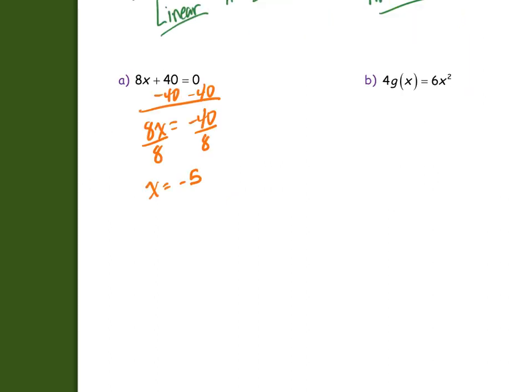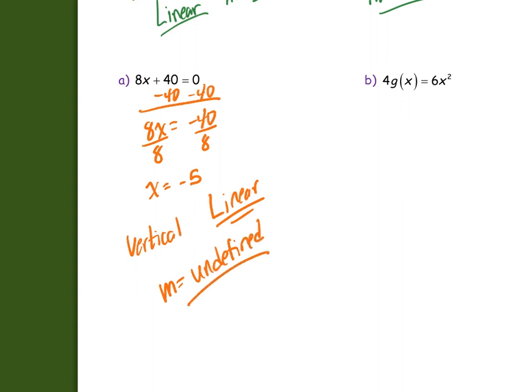Okay, so what I got for this one was x equals negative 5. Is this linear or non-linear? So what does the graph of this look like? Remember, it's x equals negative 5. Yeah, it's a vertical line. So this is linear. Yes, it's linear. And my slope, I know what it says, but what's my slope for a vertical line? Undefined. Awesome. Okay, great. Let's go ahead and go to number B. Good job, you guys. You're doing great.